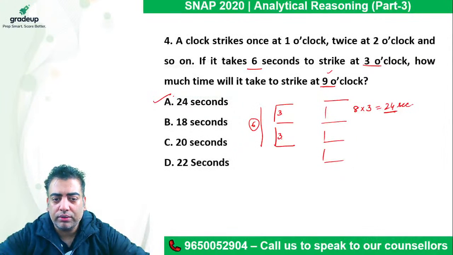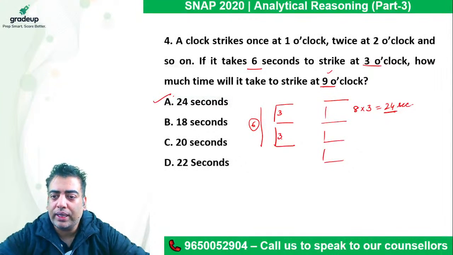We just need to note, Ajay, it takes 6 seconds to strike at 3 o'clock. So between the 3 strikes, there will be 2 intervals whose length is 6. Is it done?